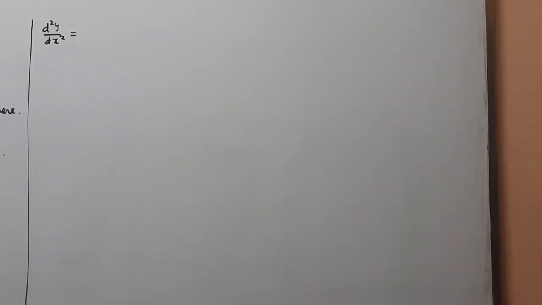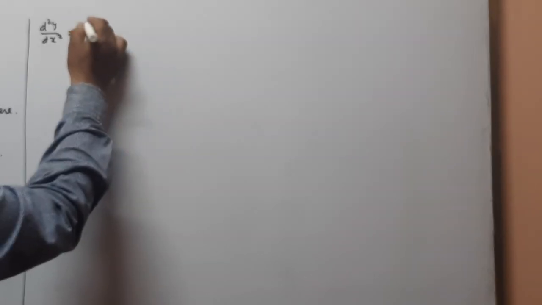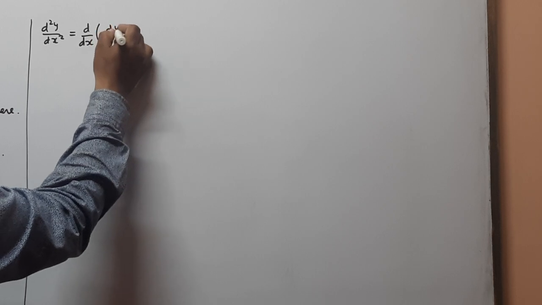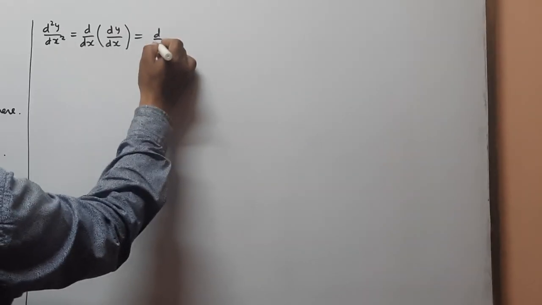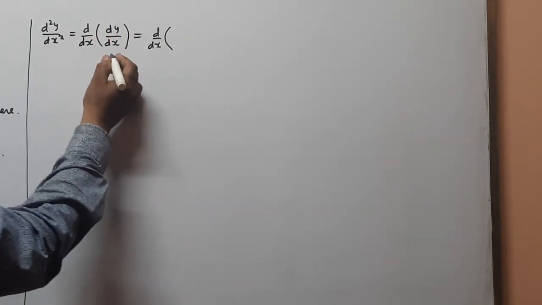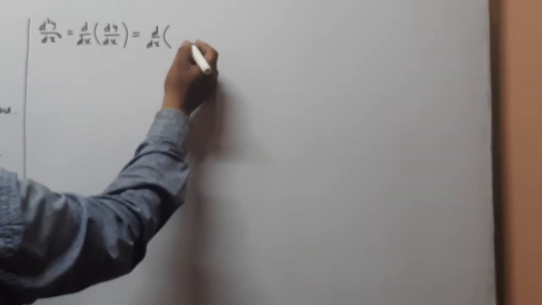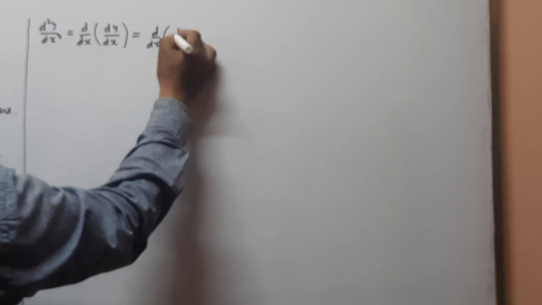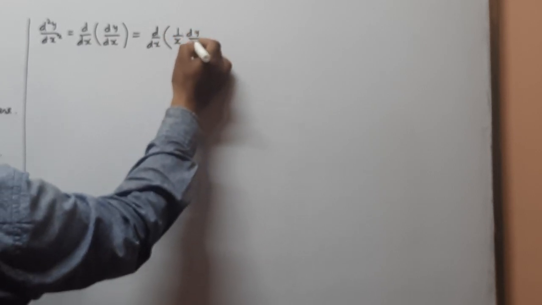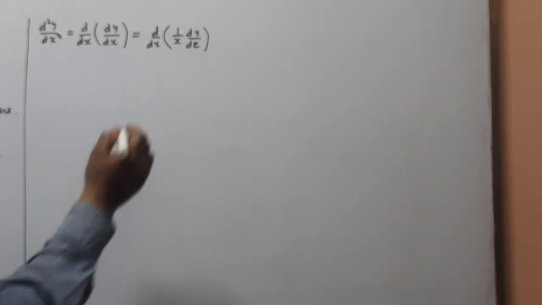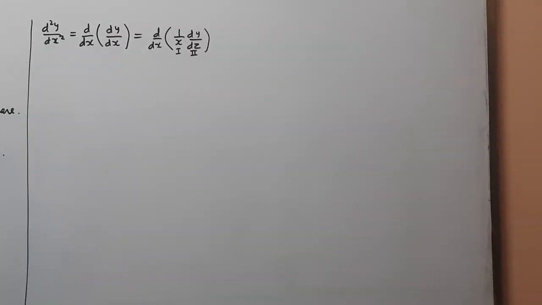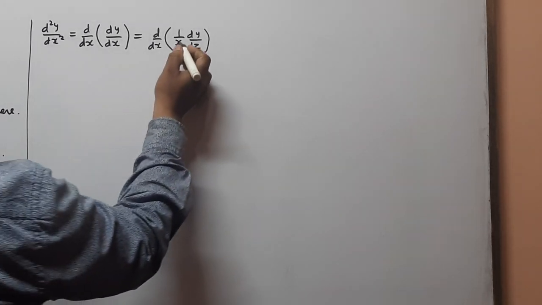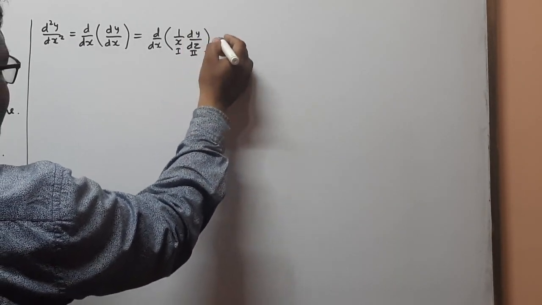Now we find the second order differential coefficient of y with respect to x, d2y by dx2. So d2y by dx2 can be written as d by dx of dy by dx. And this can be also written as d by dx, and you know that dy by dx is equal to 1 upon x times dy by dz. Now we differentiate this and use the formula for differentiation of product of two functions. So we suppose 1 upon x is the first function and dy by dz is the second function.